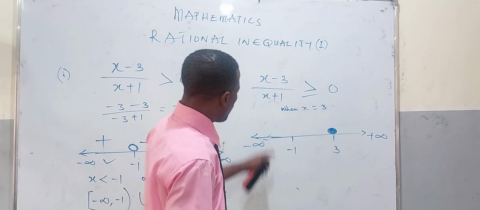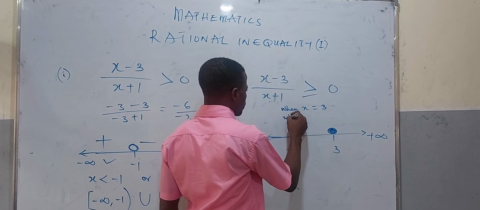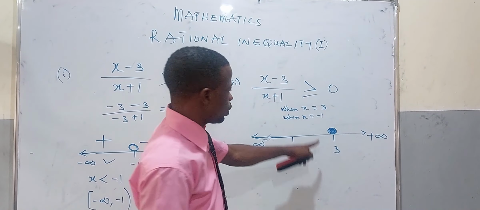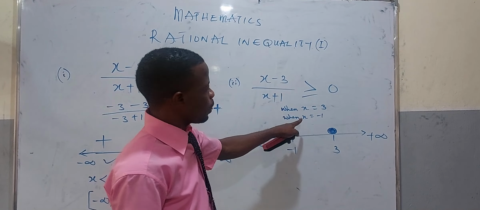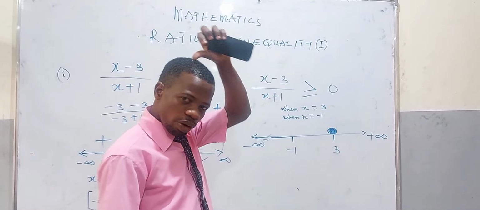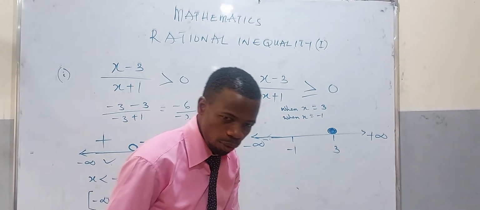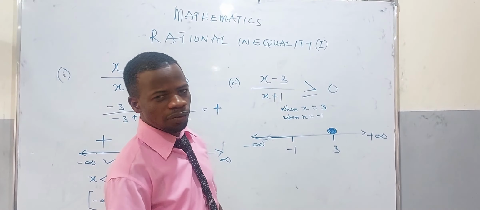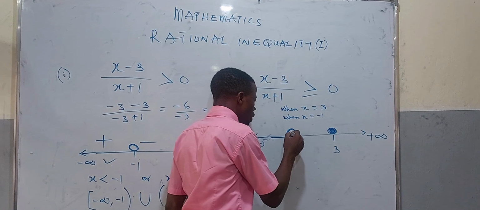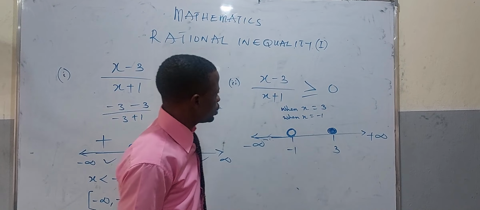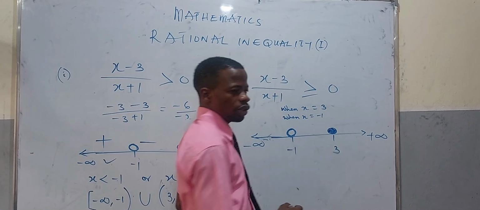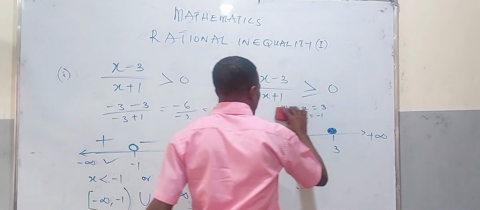Do you understand? But for this, when x is equal to minus 1, you get minus 1 plus 1, which cannot be 0. This denominator cannot be 0. You understand? If the denominator is 0, then it becomes undefined. So minus 1 cannot be inclusive. Minus 1 cannot be inclusive. Am I communicating? Minus 1 cannot be inclusive. So it cannot be shaded. Only this can be shaded. Am I communicating? Good.